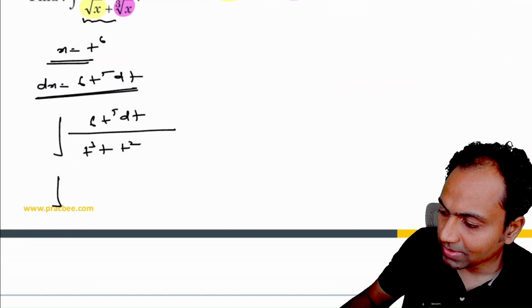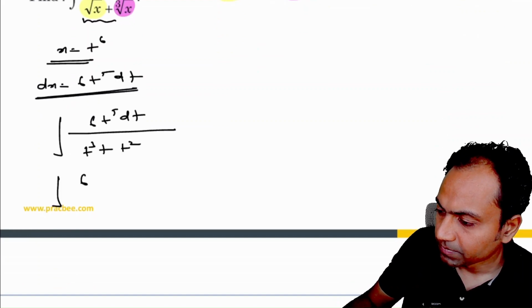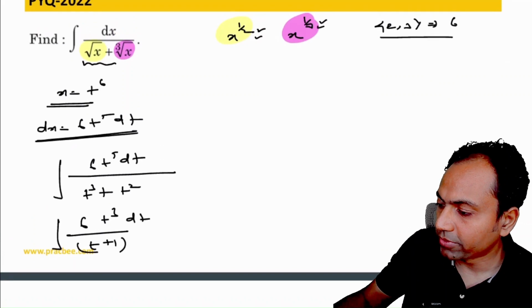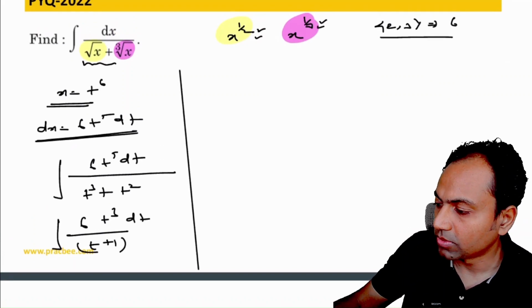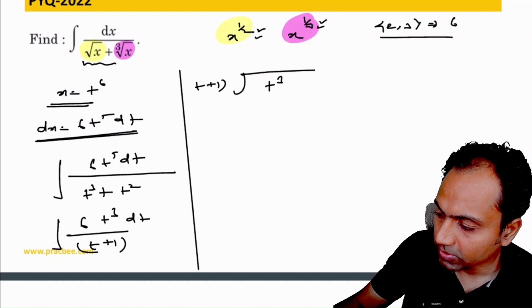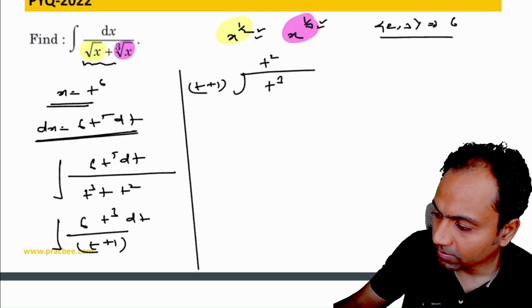And now if I simplify this, the t square will get cancelled out. So this will become t raised to the power 3 dt, and this will become t plus 1. Now I have already told you, whenever the power of the numerator is more than the denominator, you need to divide. So t cube will be divided by t plus 1. So this becomes nothing but t square.